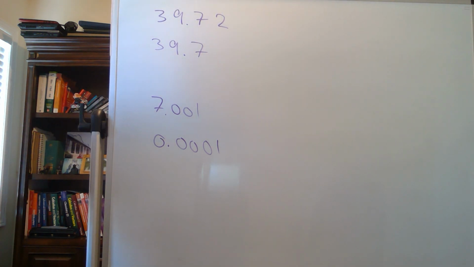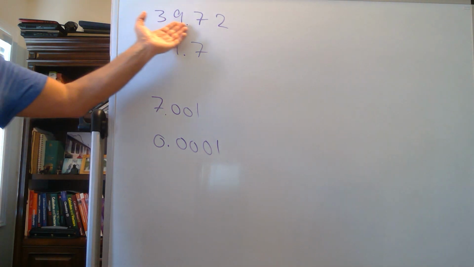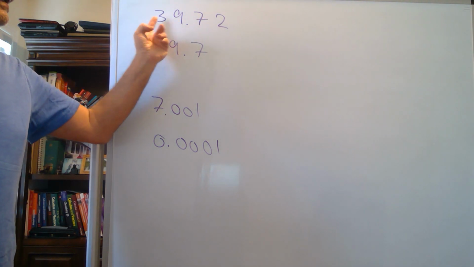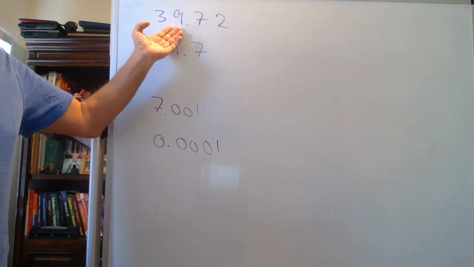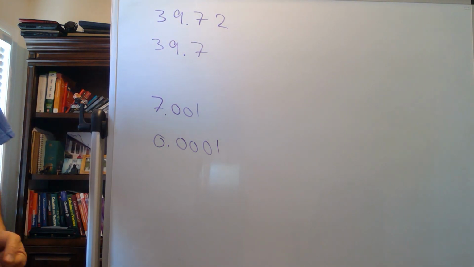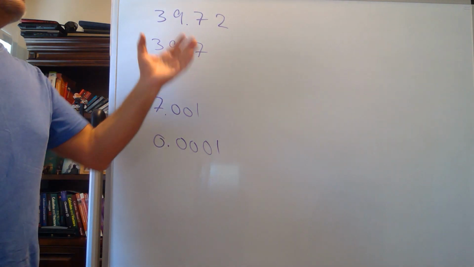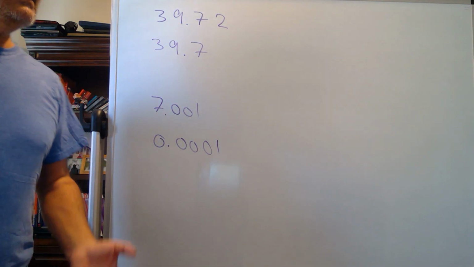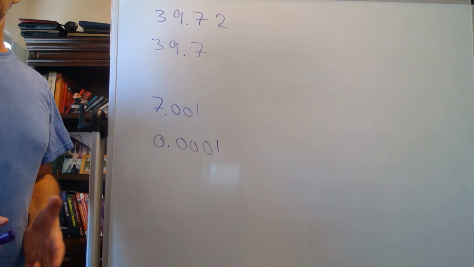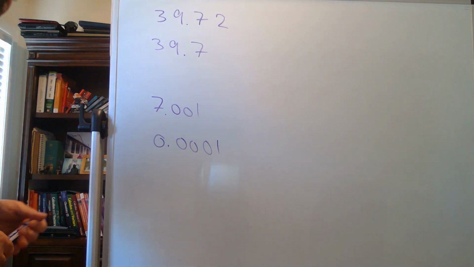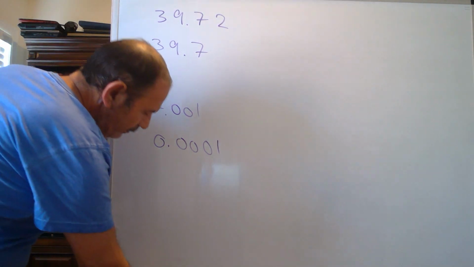Which of them is more accurate? The top number has 4 significant digits, the bottom number has 3 significant digits. So the top number is more accurate. The number with more significant digits is more accurate. The number with more digits after the decimal is more precise. This is the difference between precision and accuracy.